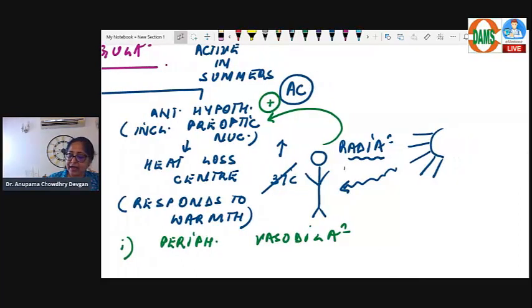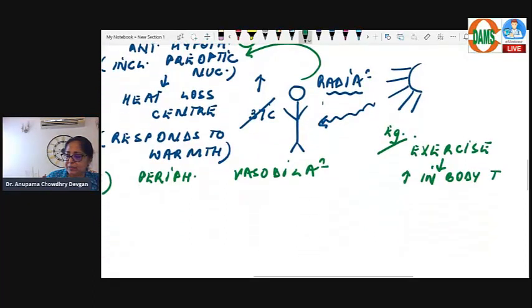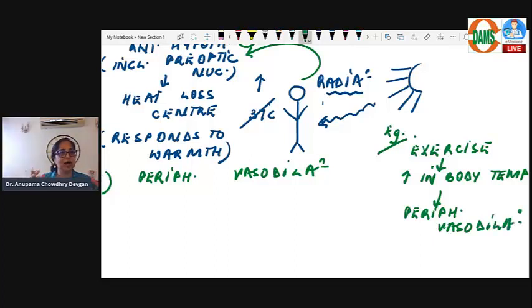Another area where you see this, not just summers, is exercise. Exercise causes an increase in heat production, yes? There is increased metabolism and an increase in body temperature, and what is the response? There is peripheral vasodilation. You have a nice cardio workout, you are looking all red, isn't it? Peripheral vasodilation is to increase the heat loss from the periphery. So this is peripheral vasodilation, right?